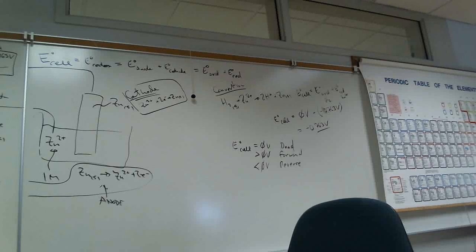All right, the next thing is this. What happens as electrons start to flow? Is the voltage going to stay at 0.763 volts? No, the voltage is going to start to drop.